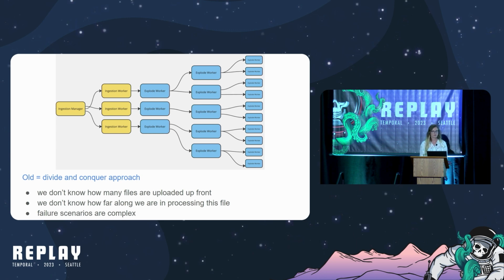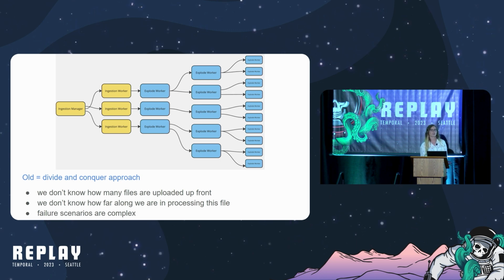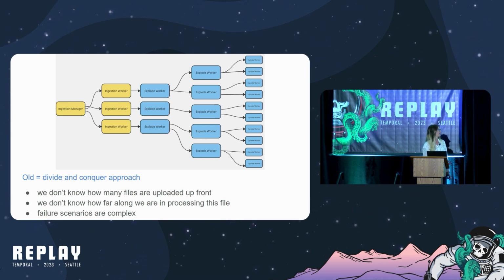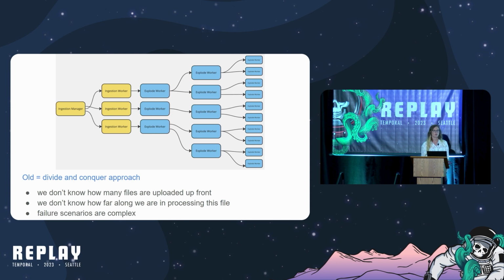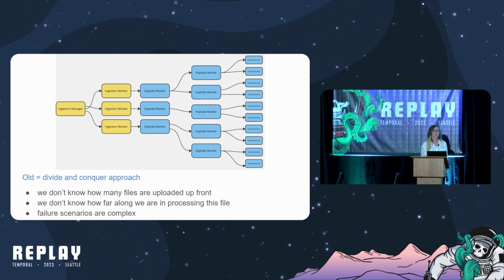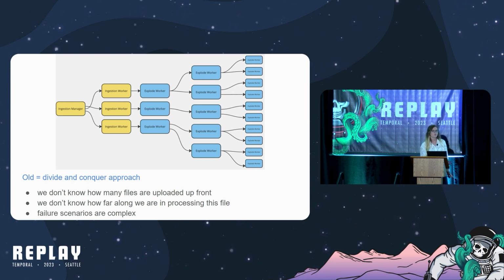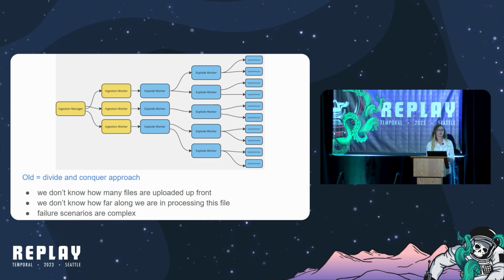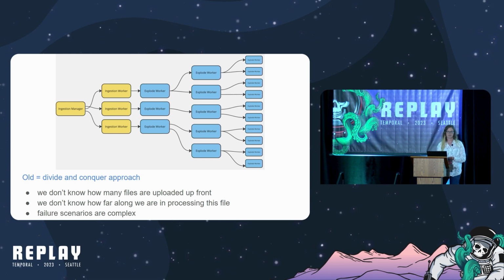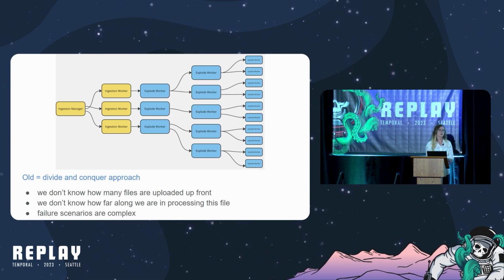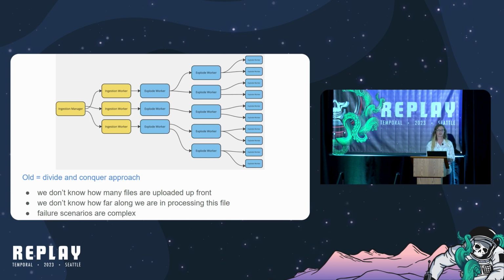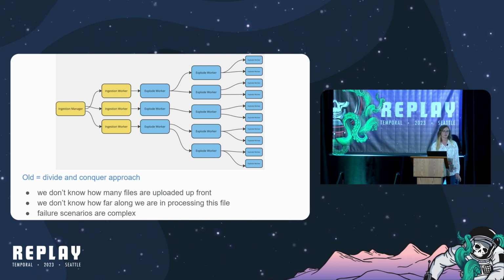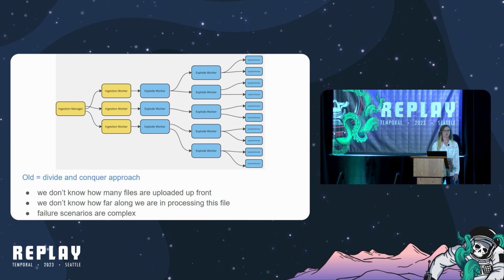Our current way of doing things was a divide and conquer approach. Each container type would kick off its own background job and so on. This was working fine, but there were a couple problems with it. We didn't know how many files were uploaded up front, and so we couldn't tell how long we were in processing that container file. On top of that, we had many complex failure scenarios in our workflow. It wasn't very possible to pick up and resume in any partial failure scenario.